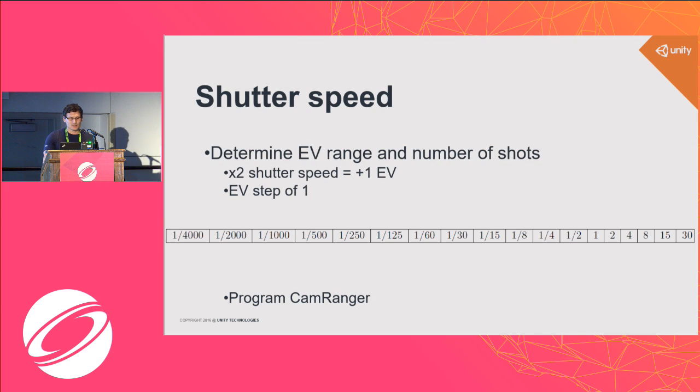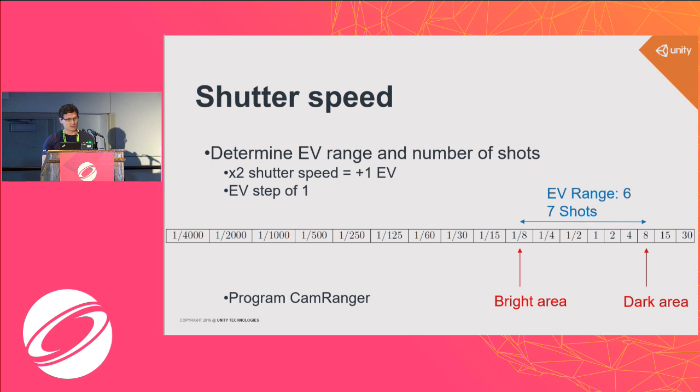And to get the scene EV range and the number of shots to perform, we use the property that doubling the shutter speed is an increment of 1 EV. We use this table here to help us. With the shutter speed for bright and dark areas, we calculate the EV range. So in this example, it's 6. And with an EV step of 1, it means that we will require 7 shots with the shutter speeds shown in this table. And this shot sequence is programmed in CamRanger.